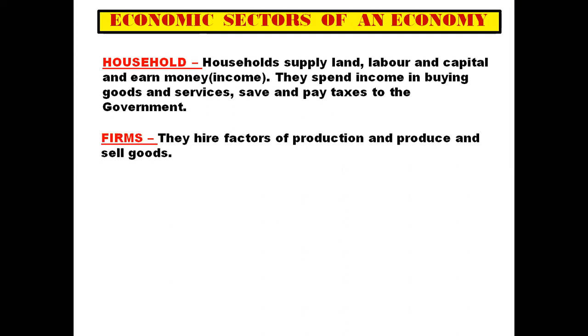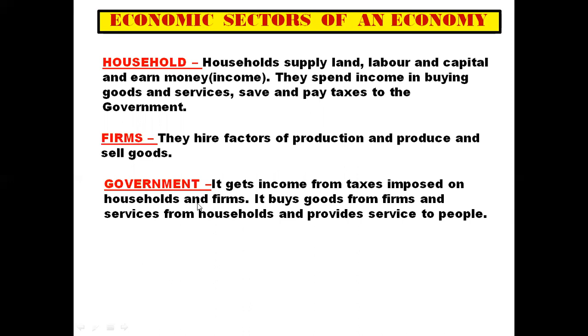Firms, the second is firms. Firms hire factors of production and produce and sell goods. So they hire factors of production, that is, they hire land, labor, and capital. And by employing labor, by renting land, they produce and sell goods and services, right?